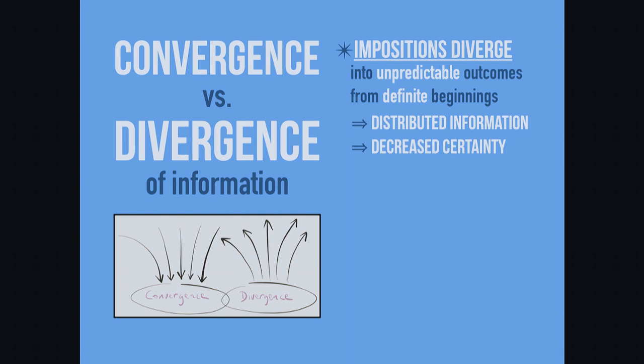Convergence leads to a stable point, a fixed point in the system, while divergence leads to system instability in general. So promise theory talks about two things.